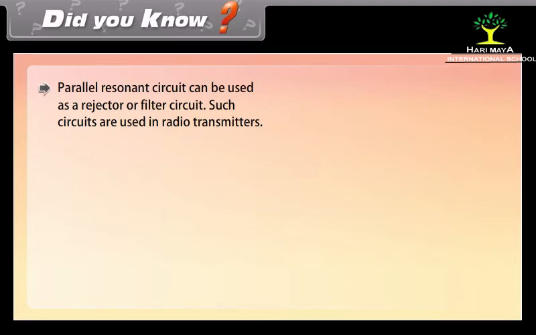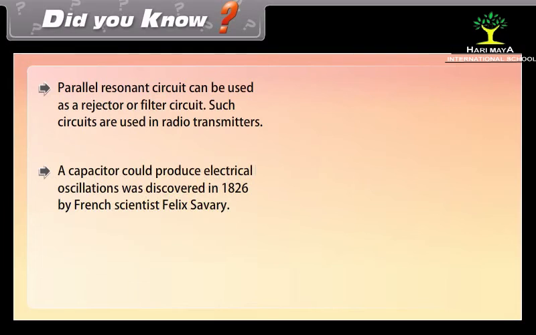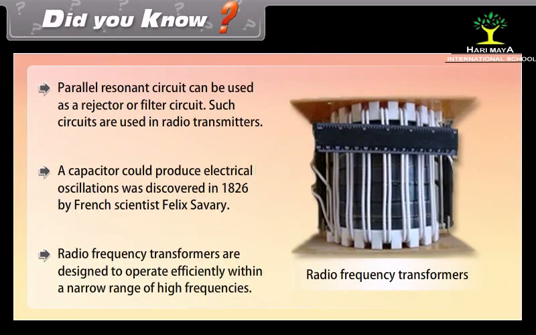Did you know? Parallel resonant circuit can be used as a rejector or filter circuit. Such circuits are used in radio transmitters. That a capacitor could produce electrical oscillations was discovered in 1826 by French scientist Félix Savary. Radio frequency transformers are designed to operate efficiently within a narrow range of high frequencies.